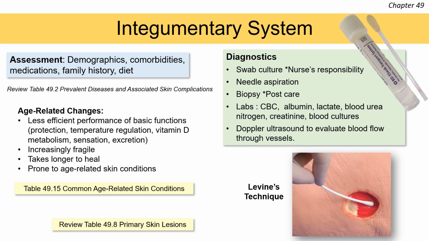So some age-related changes related to the skin. All of those basic functions that we just talked about on the previous slide, including protection, temperature regulation, vitamin D metabolism, sensation, excretion, all of those functions are less efficient. Okay, so as we get older, for example, temperature regulation. If you are outside, you might get cold quicker. You need a sweater, where 20 years ago, your body maintained that warmth for you.